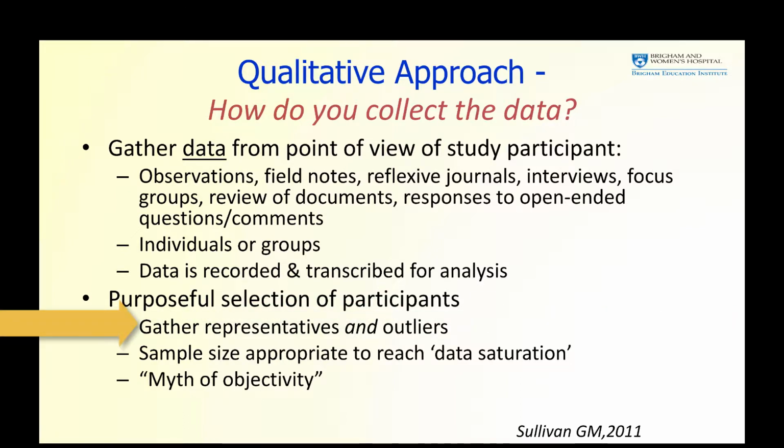So you want a good representation of the study group so that the sample size is appropriate and you can reach data saturation, in which data is identified until there's no new data available. In essence, there's this myth of objectivity in which you want to get as much information as possible, so it often remains difficult to be objective.